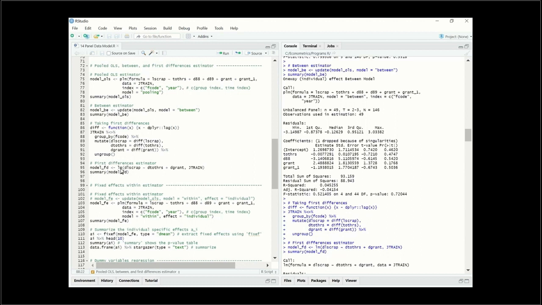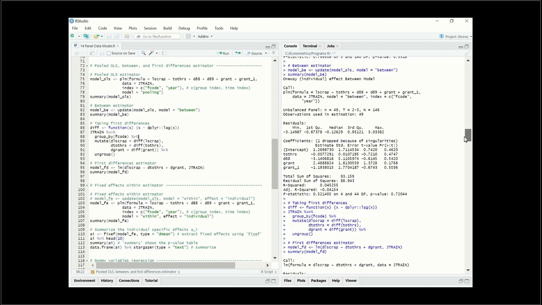We're just going to run a linear model. Here we're going to have D of log of scrap, D of total hours, D of grant. So basically we're going to be running an OLS model on the first difference data. Instead of each of the original variables, now we have the difference of each value minus the value of the previous year. This is what the first difference is showing us.